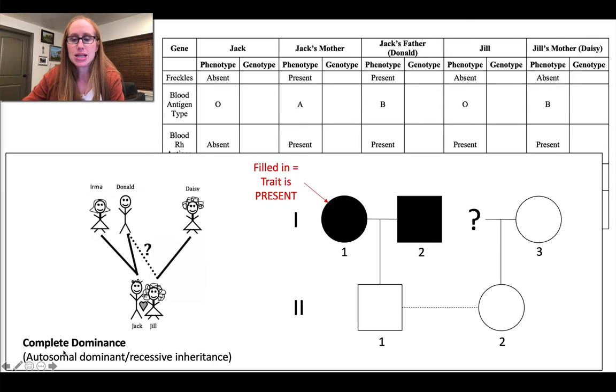This just indicates that it's not on the sex chromosome. It's on one of the other 22 pairs. So this is complete dominance, and freckles works this way. So now that we know that, we can fill in quite a bit in the pedigree.